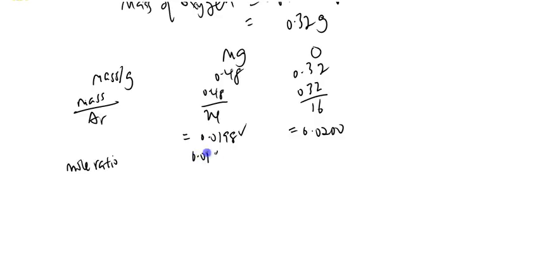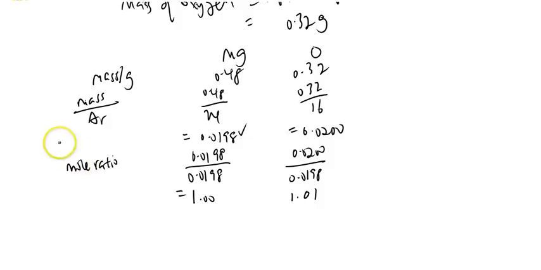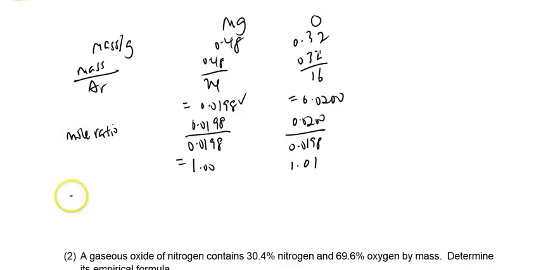So the mole ratio is simply 0.018 divided by 0.0198, 0.0200 divided by 0.0198, and for this I have 1.00 and I have 1.01. This is the mole ratio, but this is not the end yet. We convert this to the simplest mole ratio, and the simplest mole ratio must be a whole number. So this is 1, and we round this to 1.